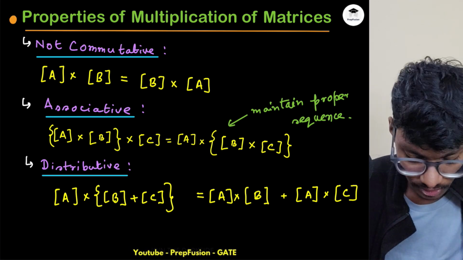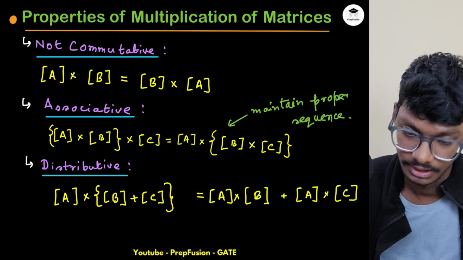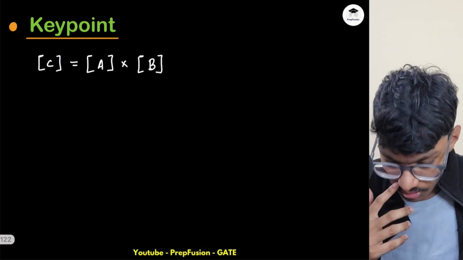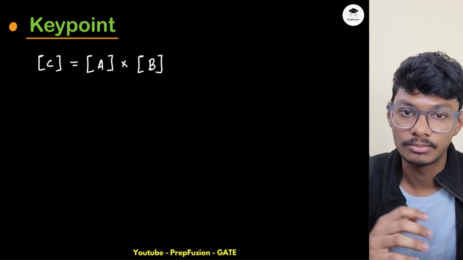Plus A cross C. Okay. So yeah, it is distributive. I won't go much into this. So basically, these are a few properties. So now, let's come to the determinant thing.